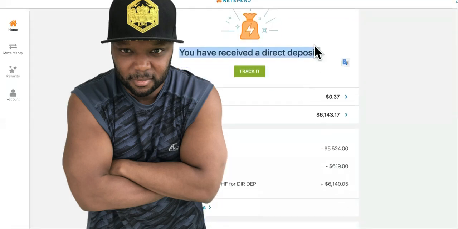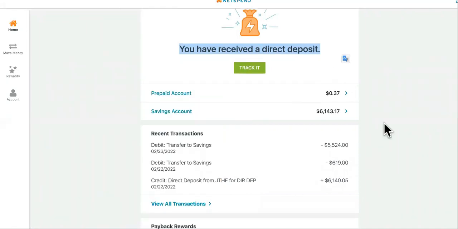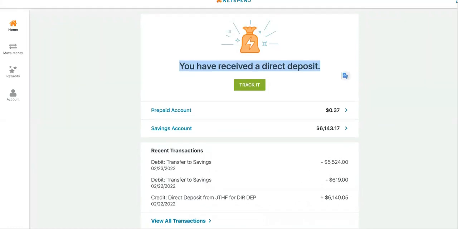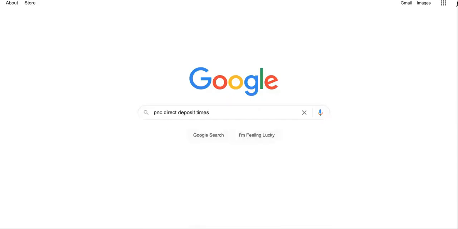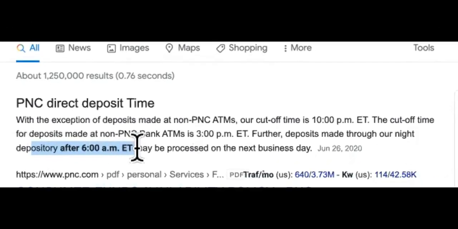Some people's banks move and operate at different times. Some people get a deposit at 6 a.m. Some people get a deposit at 9. Some people get it at 12. So usually at PNC, the direct deposit time is at 6 a.m. Sometimes it can cut off at 10 a.m.